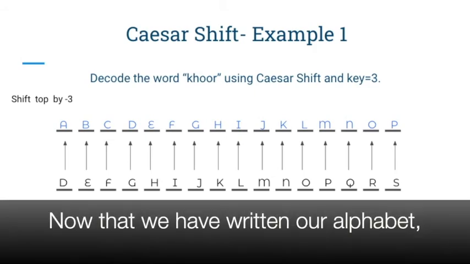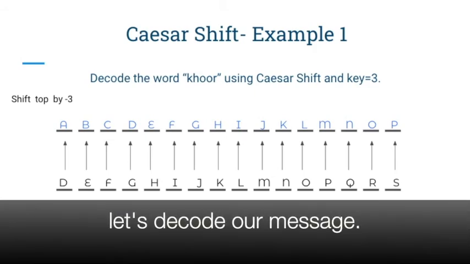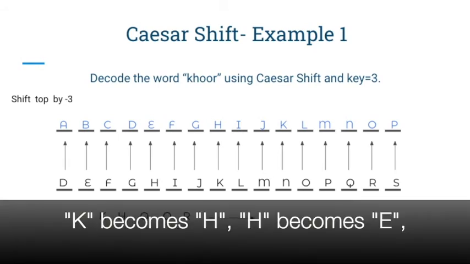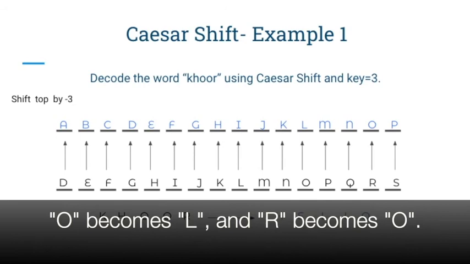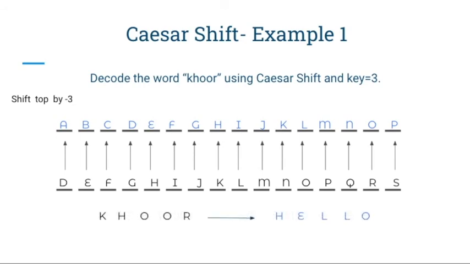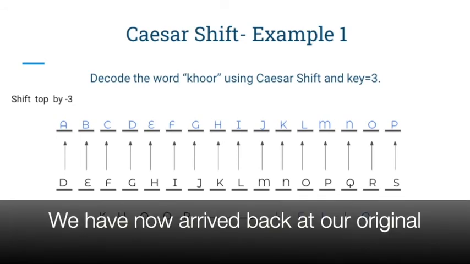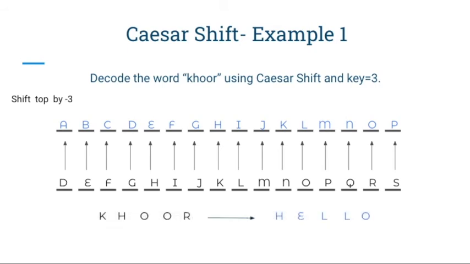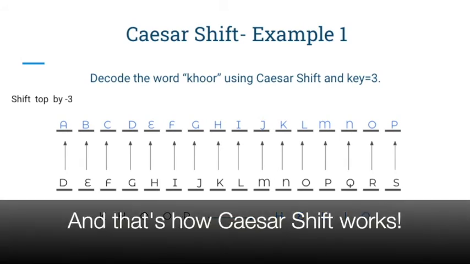Now that we have written our alphabet, let's decode our message. K becomes H becomes E, O becomes L, and R becomes O. So we have now arrived back at our original message, hello. And that's how Caesar shift works.